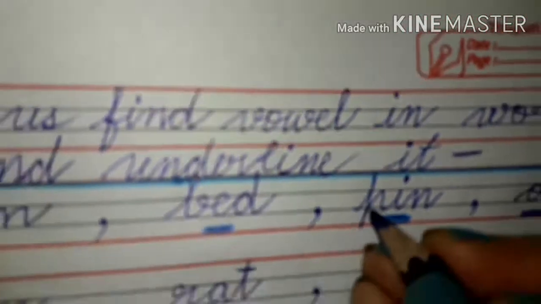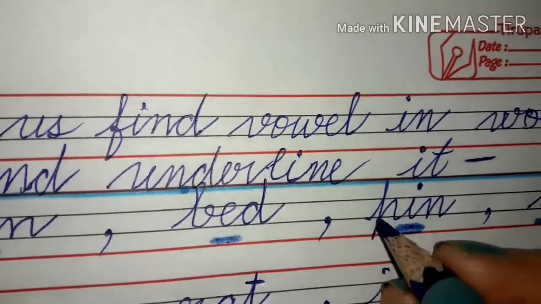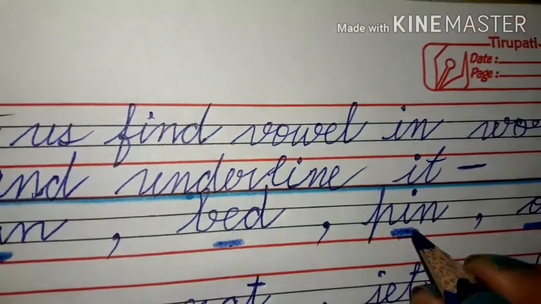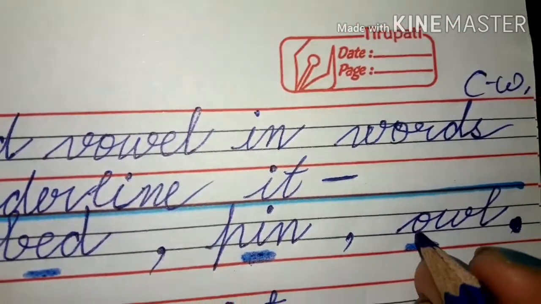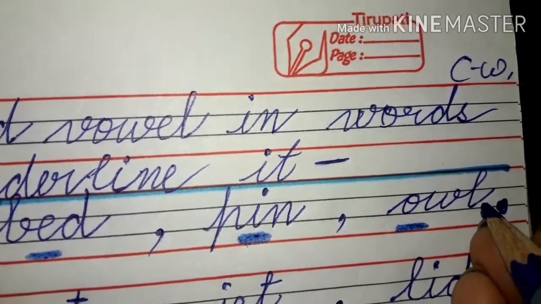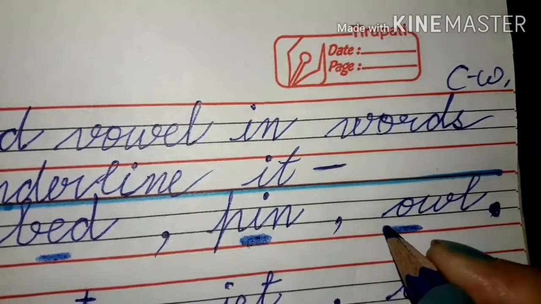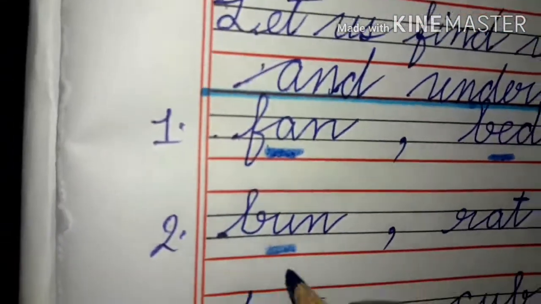Next word is pin. P, I, N, pin. I is a vowel in this word. Next word is O, W, L, owl. So O is a vowel here. Come to the next line.